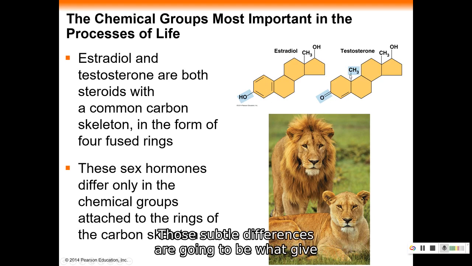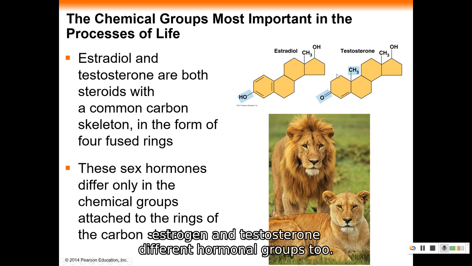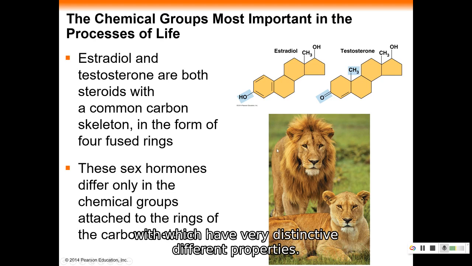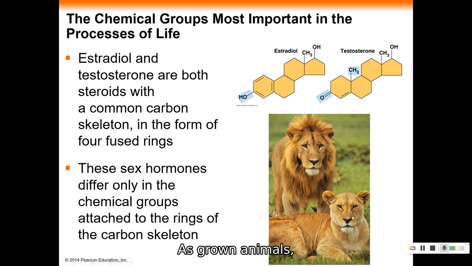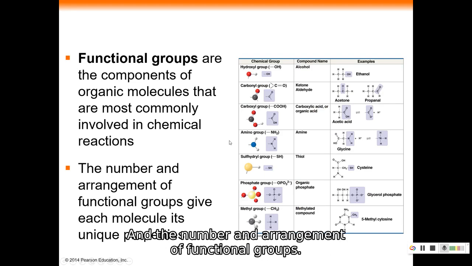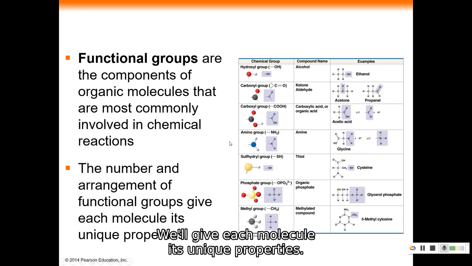Those subtle differences are going to be what give estradiol and testosterone different hormonal effects to differentiate those lions into either a female or a male lion, which have very distinctive different properties as grown animals, just by these few little functional groups. So functional groups are components of organic molecules that are most commonly involved in chemical reactions, and the number and arrangement of functional groups will give each molecule its unique properties.